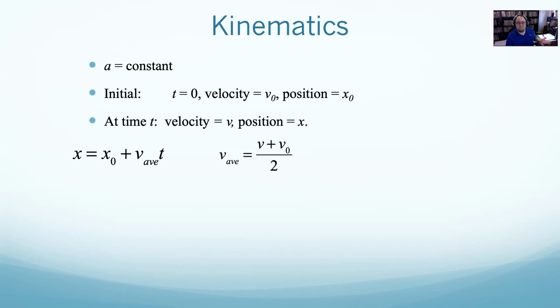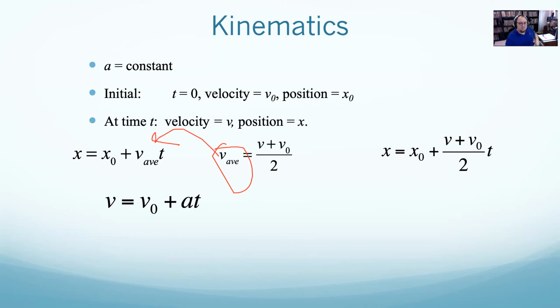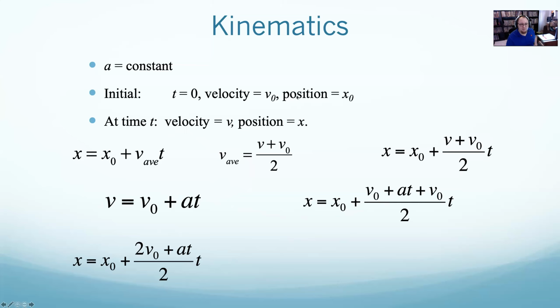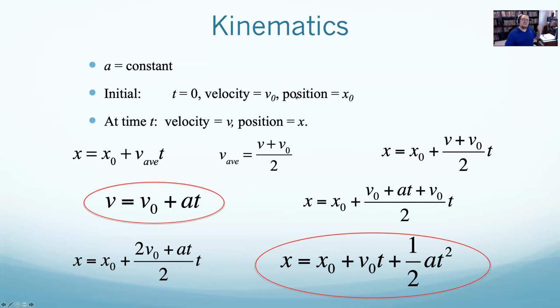And if I say my average velocity is just the average of two numbers, and I plug that in for V average, I'm going to get this equation. But I just said two slides ago that V equals V naught plus AT. So I'm going to take this V and plug it in right there. And that gives me this. Now I got a V naught plus a V naught, so I'm going to add my 2 V naughts together, and I'll factor out the 2. And this is your second important equation.